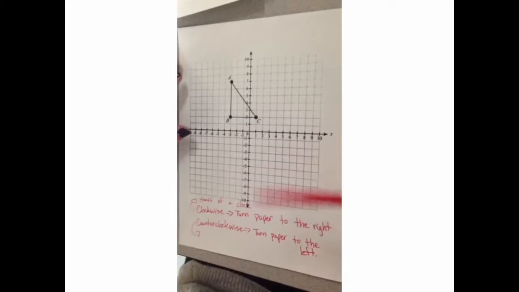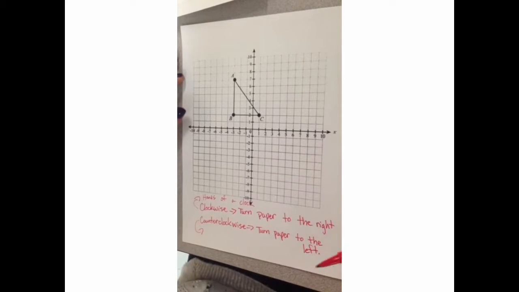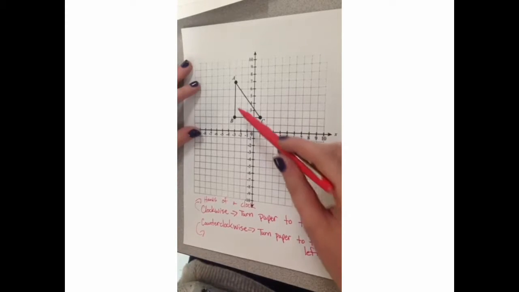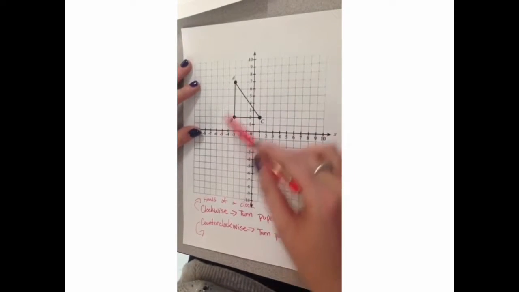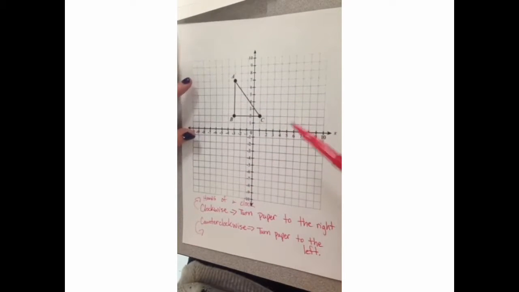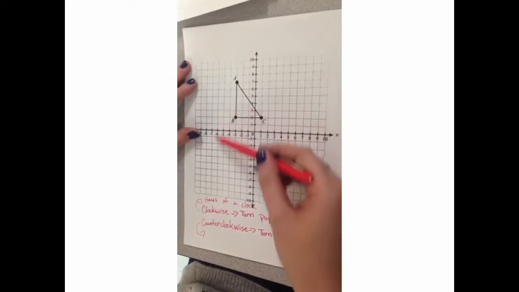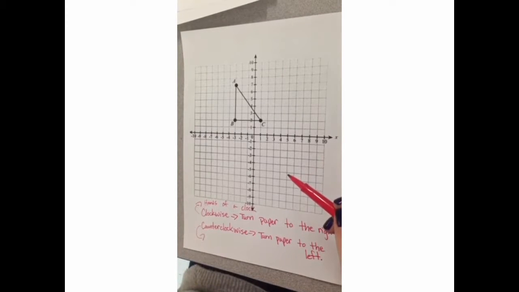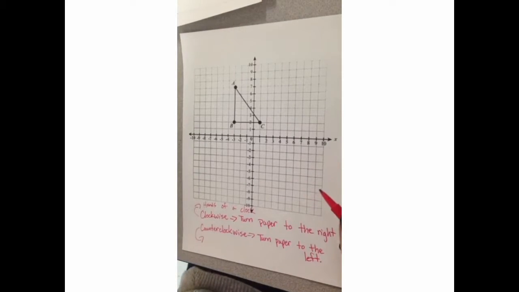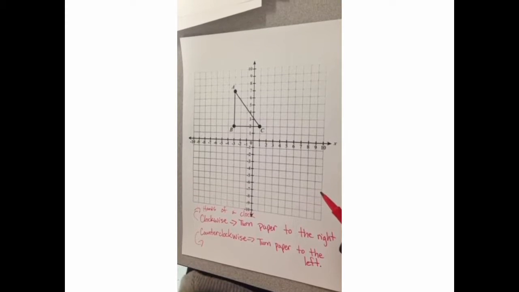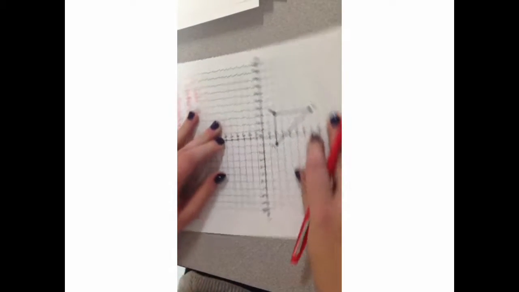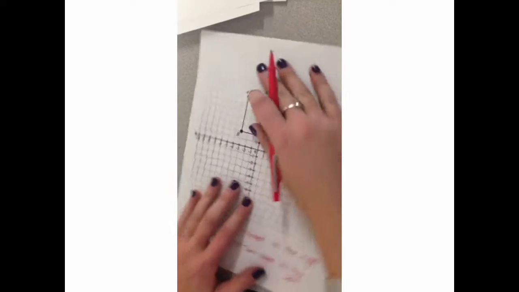All right, guys, let's very quickly go over what clockwise and counterclockwise means. If I'm going to rotate my figure clockwise, I'm going to move it like the hands of a clock, just like a clock goes to the right. If I'm going to go counterclockwise, I'm going to go the opposite way. So when I say let's turn our paper 90 degrees clockwise, that means we're going to do one full turn to the right. So I'm going to take my paper and I'm going to turn it one full turn to the right.